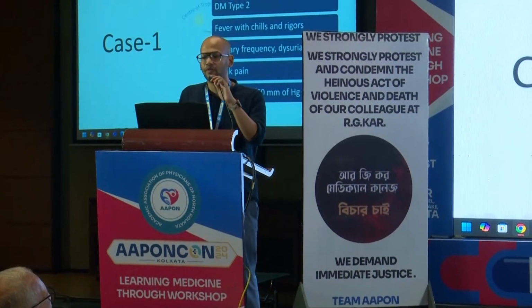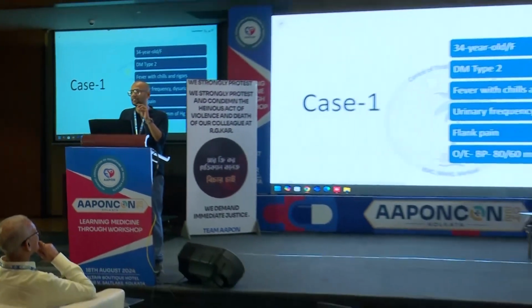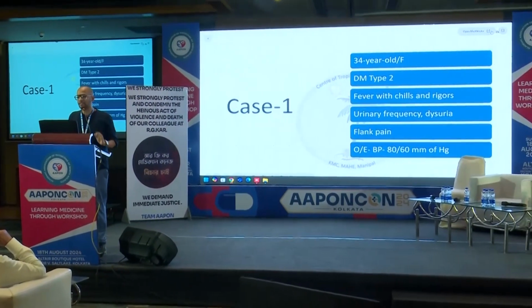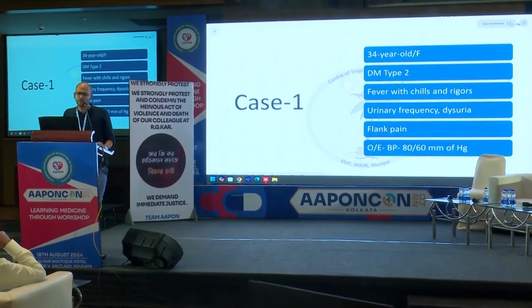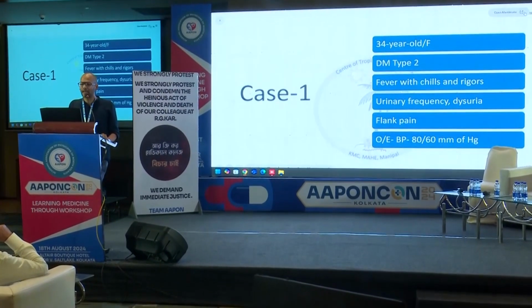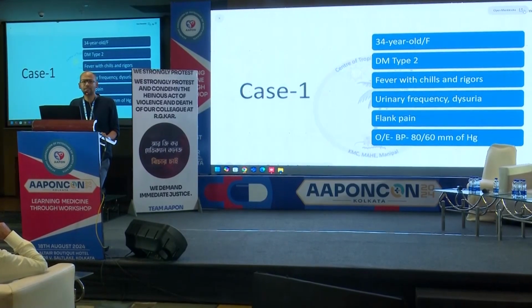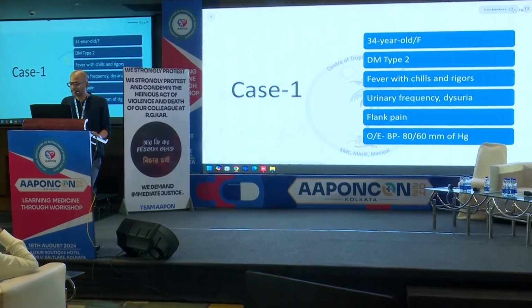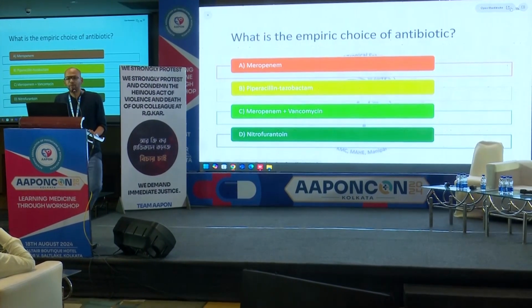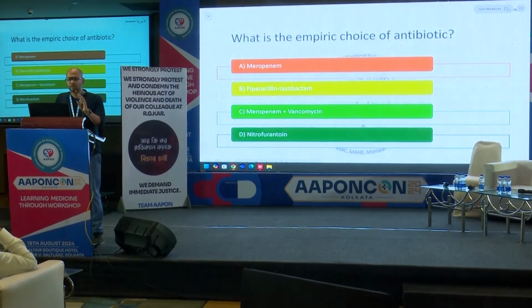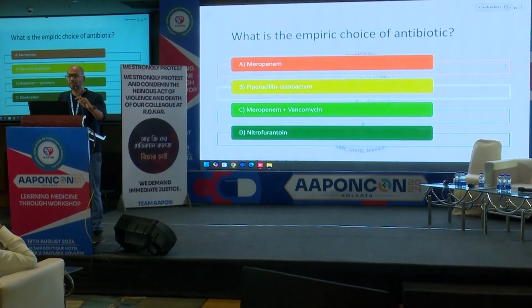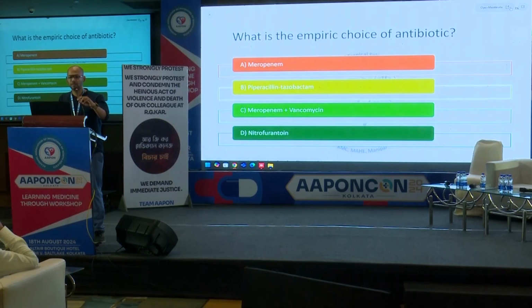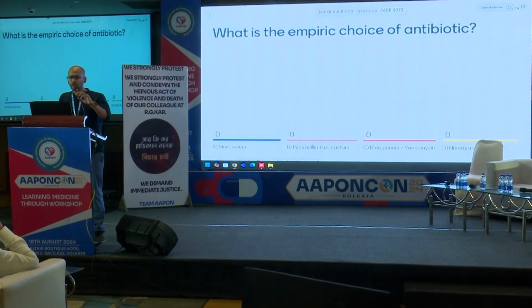This is a 34-year-old female patient, type 2 diabetes mellitus, who has come with fever with chills and rigors. There is some increase in urinary frequency, dysuria, and flank pain. On examination, you see that BP is 80 by 60 millimeters of Hg. Now, what will be your empiric choice of antibiotic? Is it meropenem, piperacillin-tazobactam? Do you want to give meropenem plus vancomycin, or nitrofurantoin? So now is the time to put in your answers.